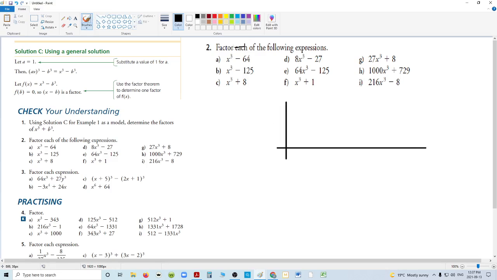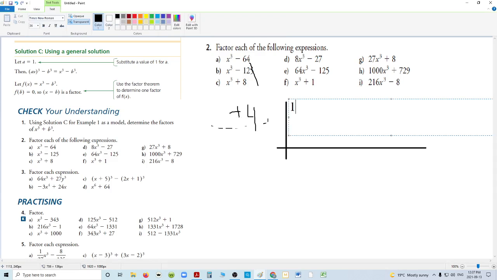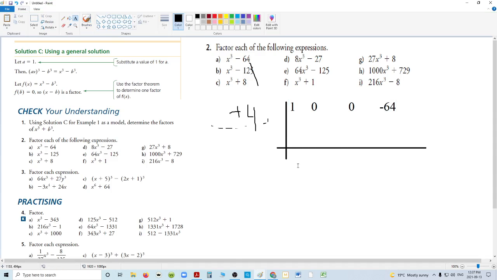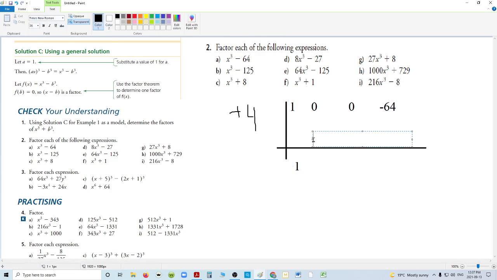So according to our factor theorem, x minus 4 is a factor, since 4 is the cube root of 64. So x minus 4 is going to be a factor, which means that plus 4 is the root. And then you put down the coefficients of each term. Well, there's 1 in front of the x cubed, there's 0 in front of the x squared, there's 0 in front of the x, and there's minus 64 in front of the last number. Then you follow the same rules for synthetic division.